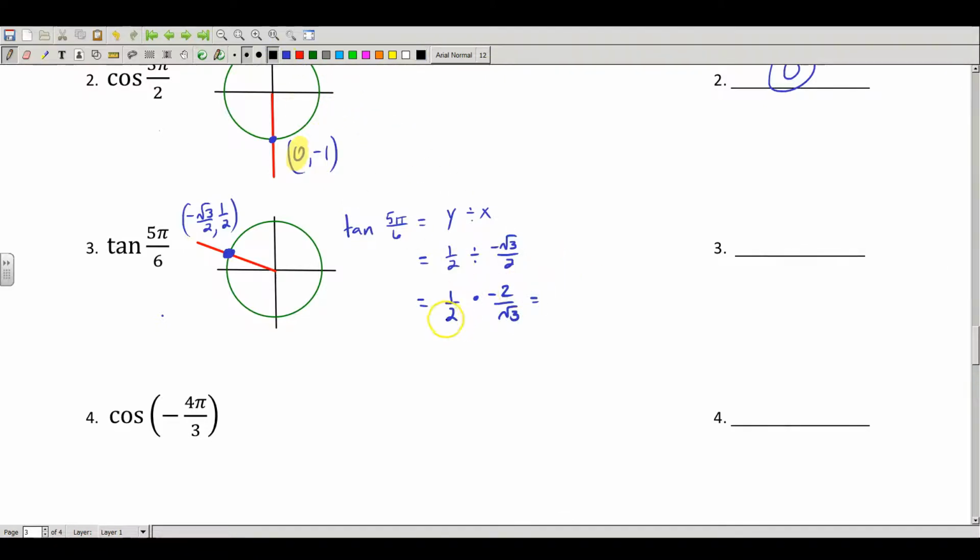And if we multiply those together, these 2's would cancel off, and I would get -1 over root 3. And if we clean that up and we get rid of the square root on the bottom, then we'd have -root 3 divided by 3. So there's our answer for number 3.